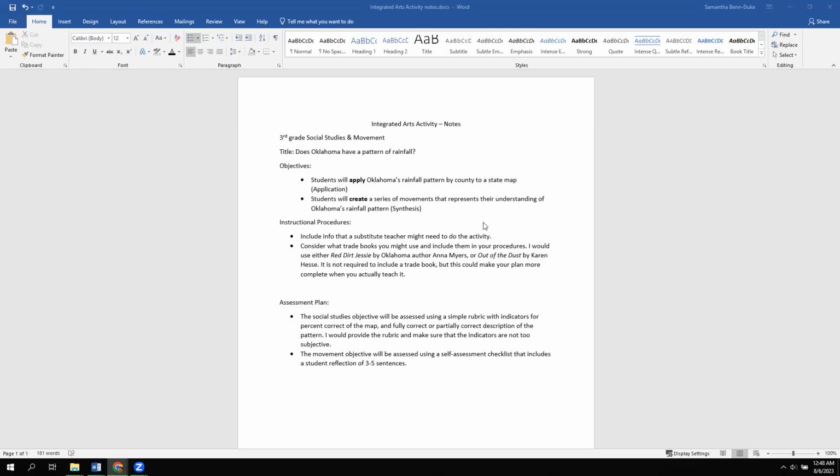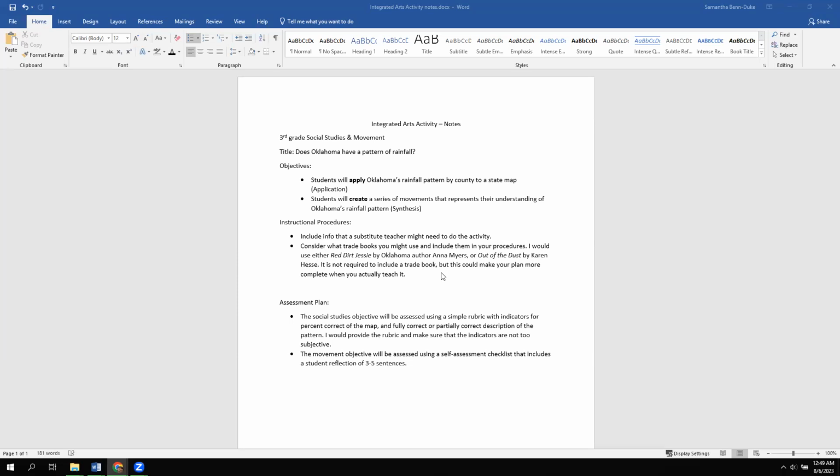As I am putting my instructional procedures together, I would include information that a substitute teacher might need to be able to do this activity. And I like using bullets. I also sometimes use numbers. To me, it's easier to read than to put it all in a big block of paragraphing, but that's up to you. Just make sure that it's easy for me to read.